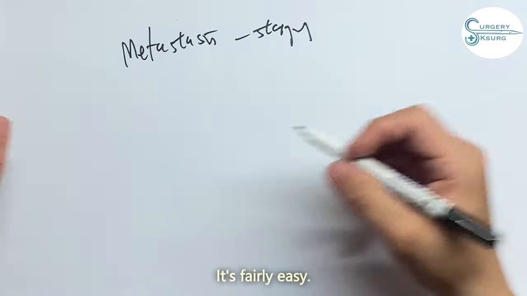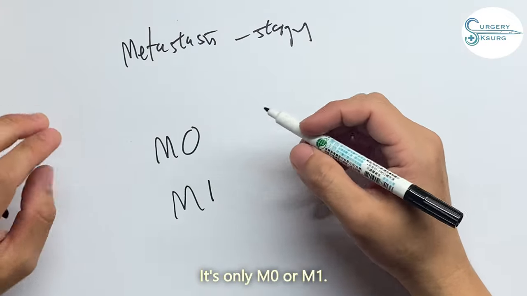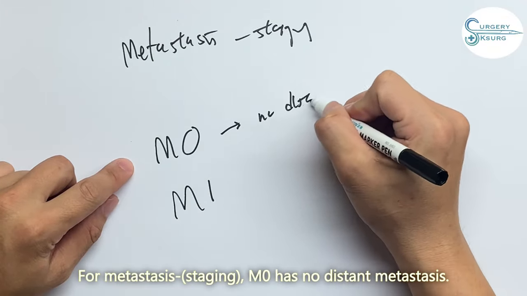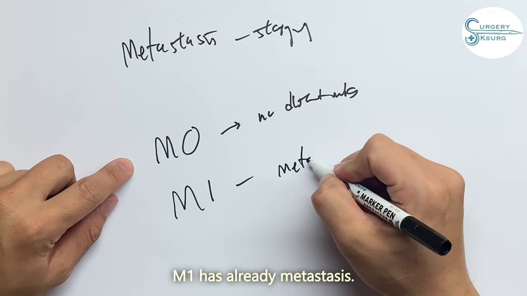We proceed to M staging, or metastasis staging. It's very easy. It's only M0 or M1. So for metastasis, M0 means there are no distant mets. And M1 is really a metastasis.